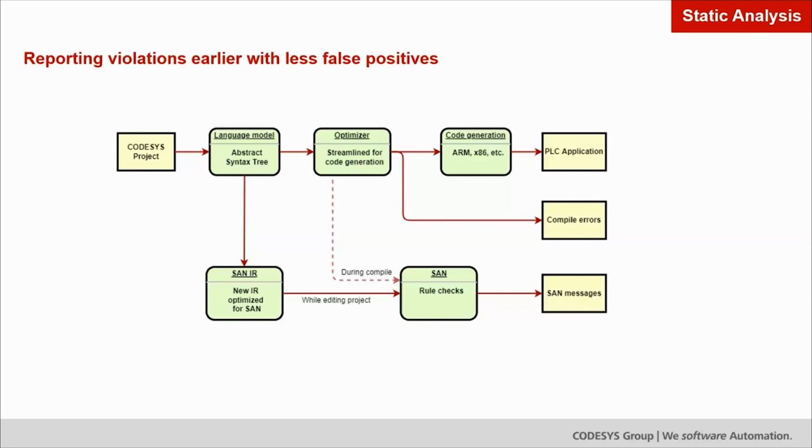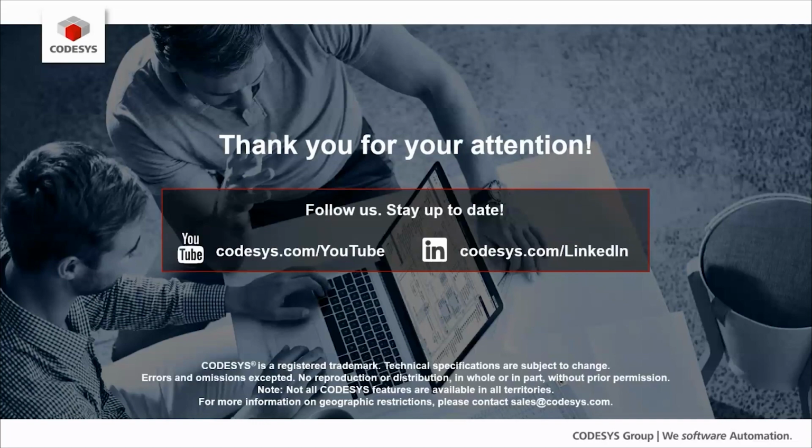This will allow us in the future to check rules a lot earlier and also with a lot fewer false positives. This is ongoing work, still part of research, but we hope to be able to release first parts of it and more rules based on this new internal representation next year with a major new Sun release. Thank you for your attention.